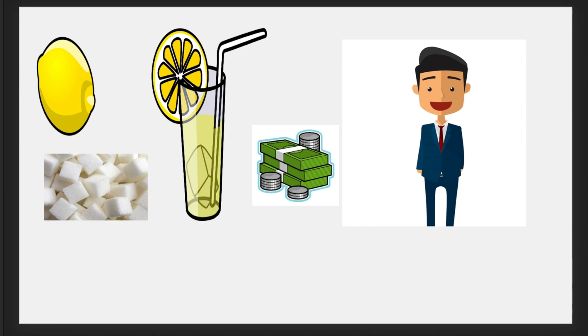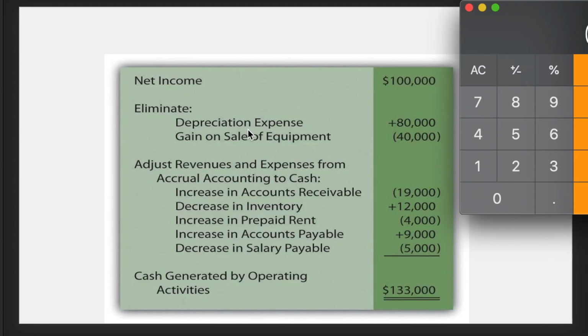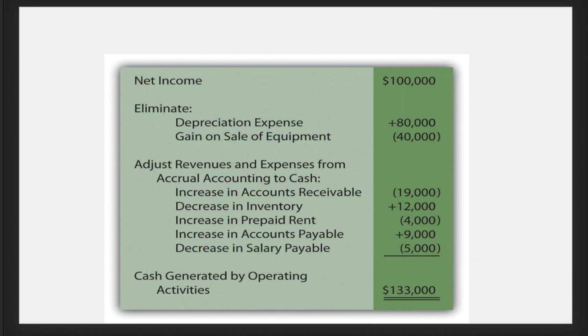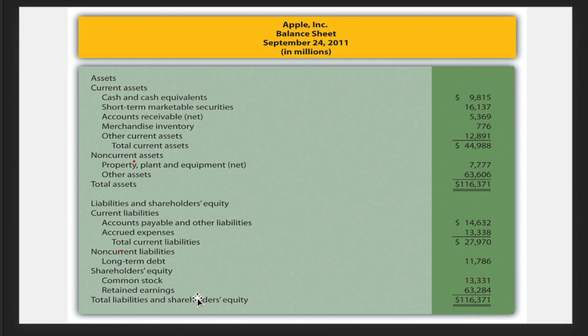Now let us try to calculate the cash flow from operations. They have eliminated depreciation expense by adding it back, and gain on sale of equipment from investing activity has been reduced. There have been adjustments to revenue and expenses from accrual accounting to cash. The rule is, if you have an increase in current assets and a decrease in current liabilities, you deduct it. If you have a decrease in current assets and an increase in current liabilities, you add it back. So the cash flow generated by operating activities is $133,000, divided by the current liabilities. The current liabilities are 27,970.